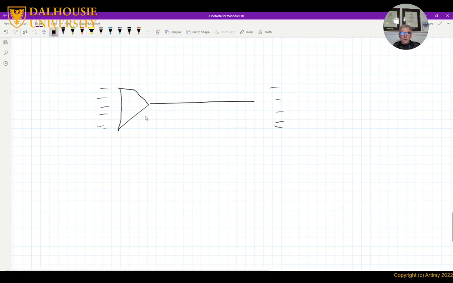Oh, my drawing is probably not good. Let me see if I can do better. So this is a multiplexer, and this is a demultiplexer, which does the opposite. All right, so the principle here, or the idea, is to use this channel to carry multiple connections at the same time.